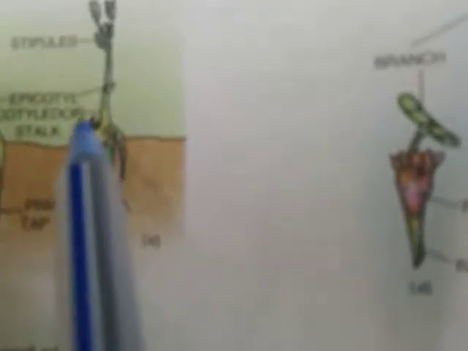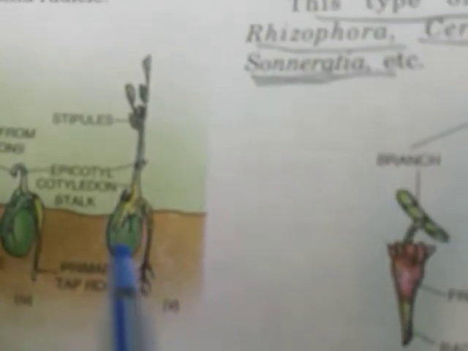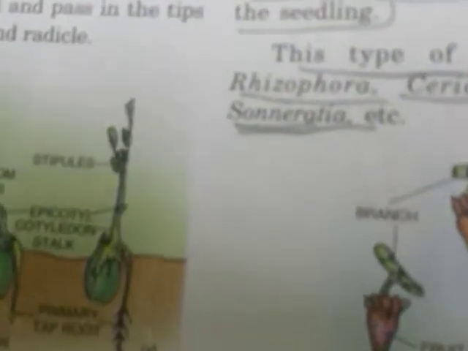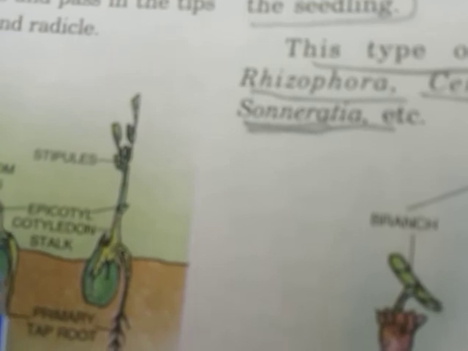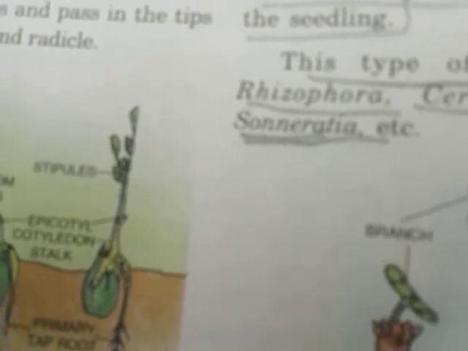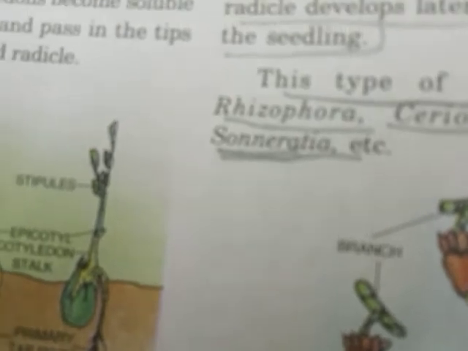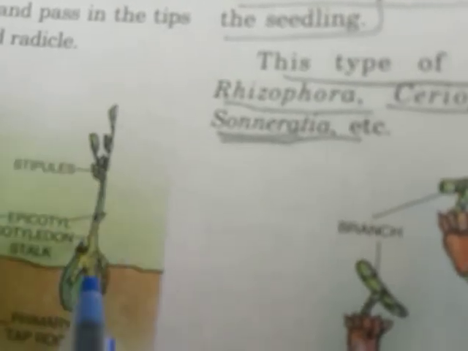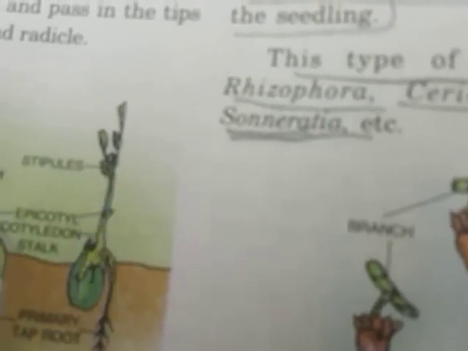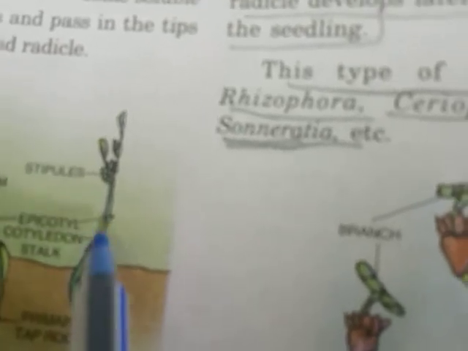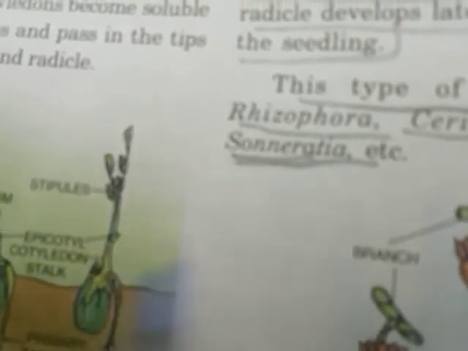Now what happens, see children, here you can see the epicotyl, it elongates rapidly. The plumule, which is located here at the tip, becomes free from the cotyledons. These are the cotyledons, free from the cotyledons by the straightening of the epicotyl. You can see here the epicotyl becomes straight. Here it is in the form of a loop, then it becomes straight.